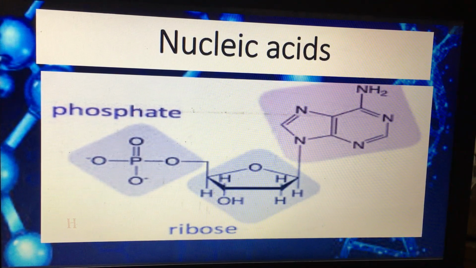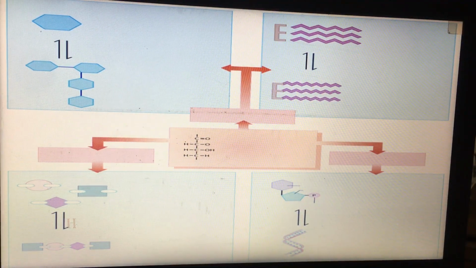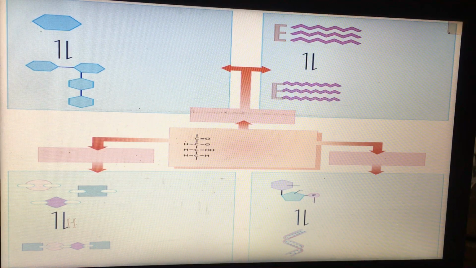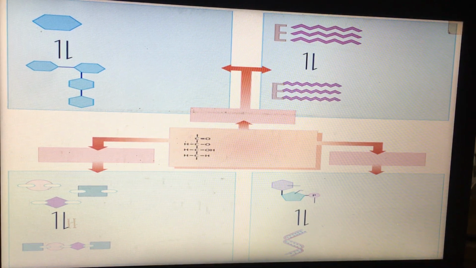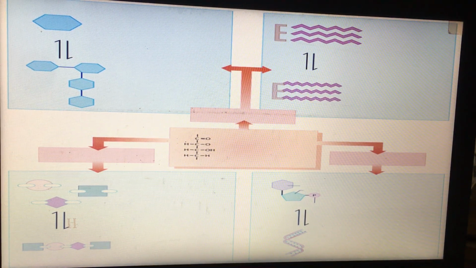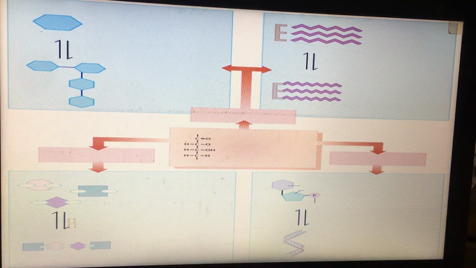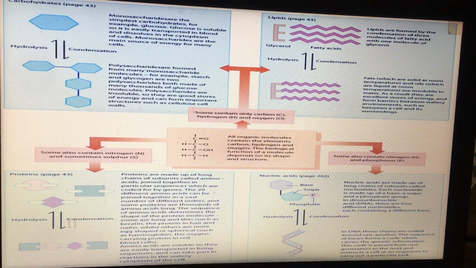Okay. Now, in this chart, we are going to explain the hydrolysis and condensation of the main four organic molecules, which are carbohydrates, lipids, proteins, and the nucleic acid. So the first molecule is carbohydrates. Before everything, you have to know that the simplest form of carbohydrates are called monosaccharides. And the complex carbohydrates, which contain more than one monosaccharide, are called polysaccharides.